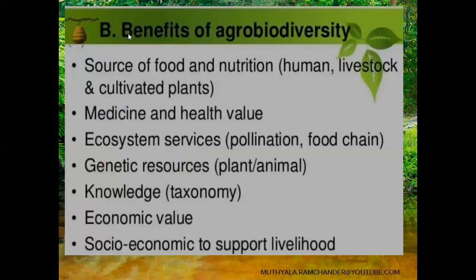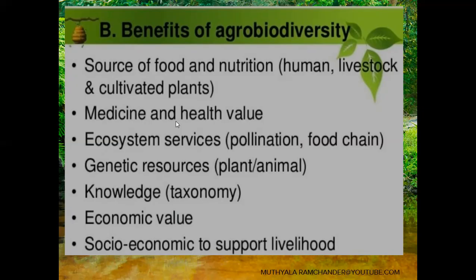The next, second topic is benefits of agrobiodiversity. Benefits means uses and values of agrobiodiversity. Agrobiodiversity plays a major role for human life and all living organisms. In that, source of food and nutrition is the major point behind agrobiodiversity. Source of food and nutrition: food for humans, livestock, and cultivated plants. And medicines and health values.